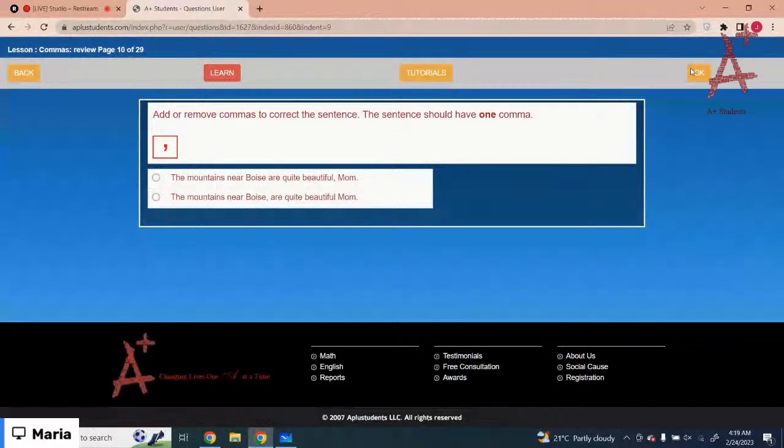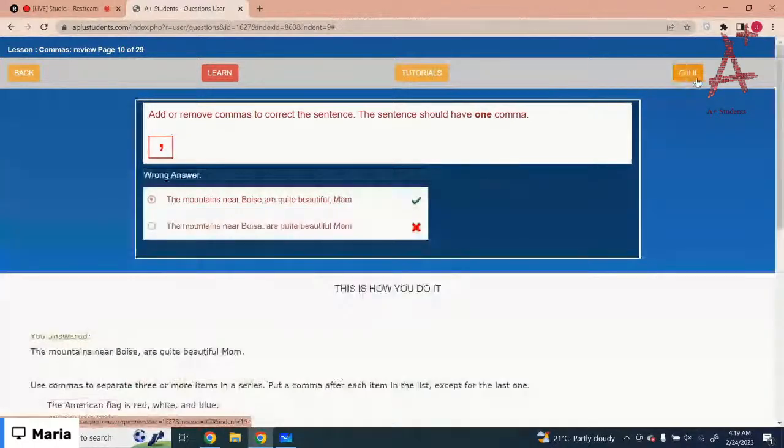The correct option is option number one. I think one is the correct option. You don't need to put a comma after the names. Yes, option one is the correct option. You don't need to put a comma after boys. Got it?